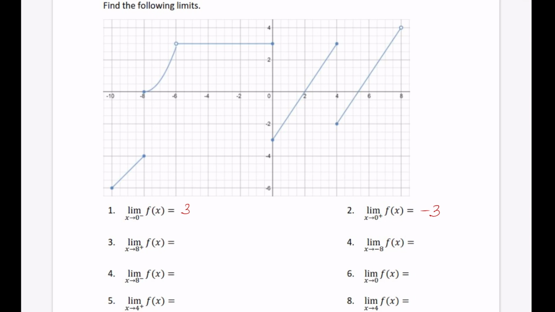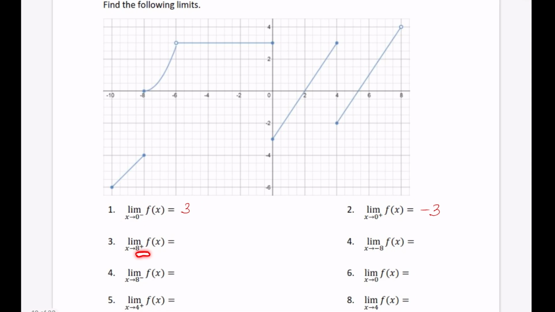Let's move on. Number 3 says we should find the limit of f of x as x approaches positive 8. So we locate positive 8, which is this. So as x approaches 8 from the right, we don't have any graph on our right of 8. So no graph. Therefore, we cannot determine the limit. So the limit as x approaches 8 from the right does not exist.